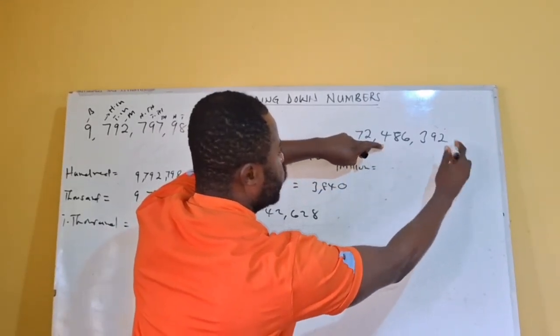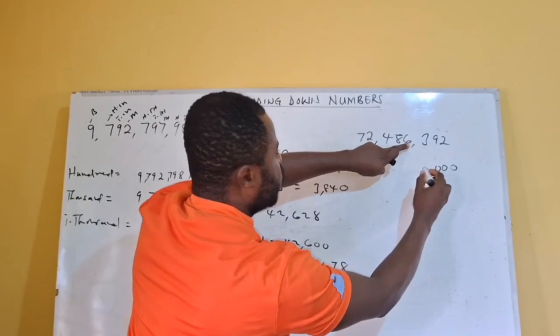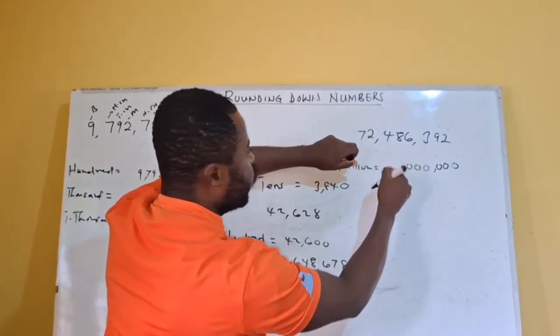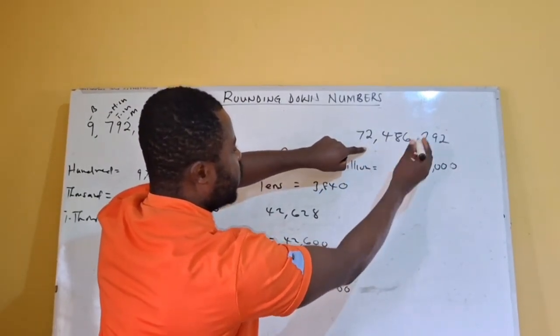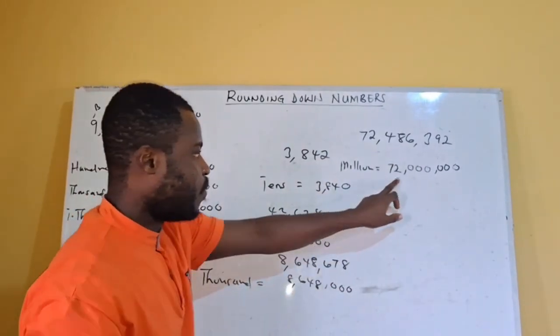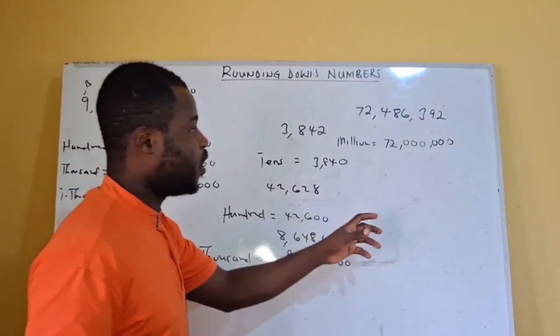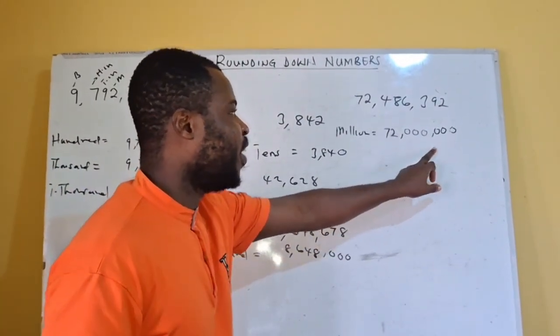So here will be 0. This one will be 0. Here will be 0. Bring your comma. Here will be 0. Here will be 0. Here will be 0. So we are ending here. So we have changed this one. So you write 72. So this one is what? 72 what? Million.